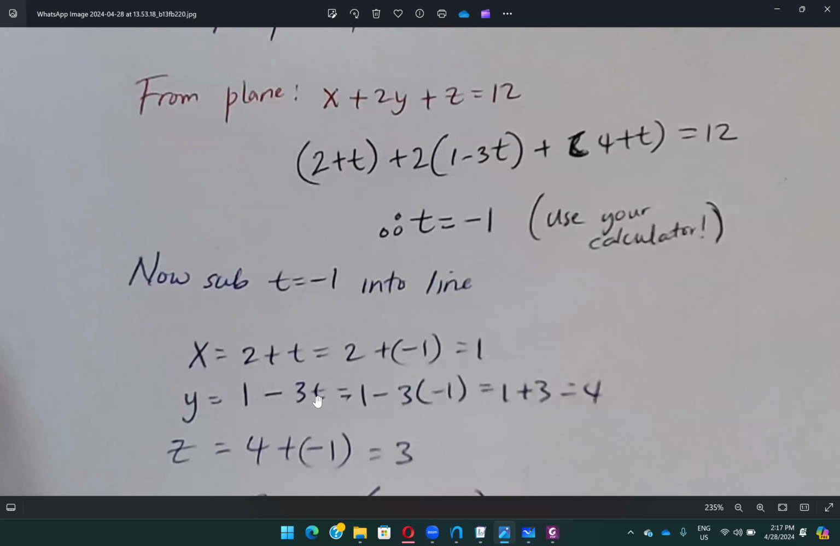Any issues with parallel lines in 3 dimensions? No issues. Okay.